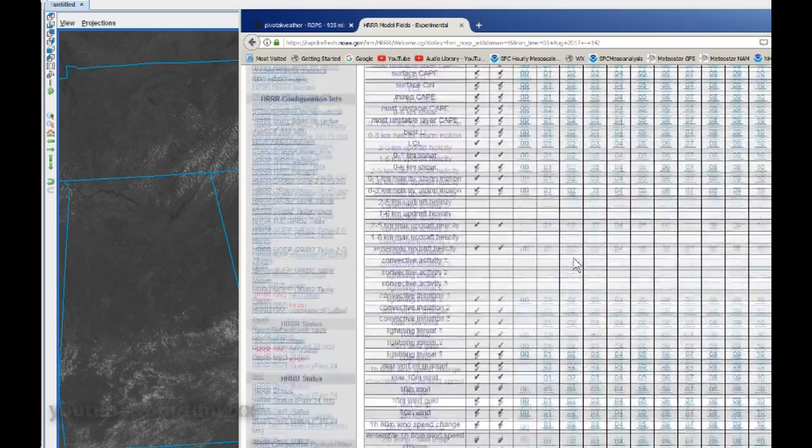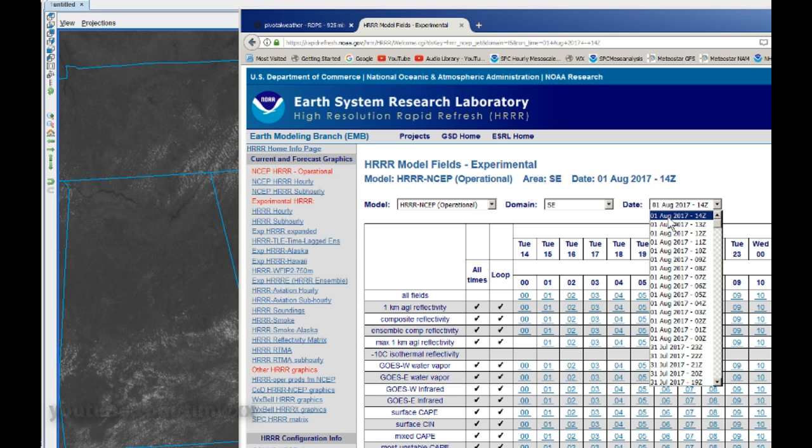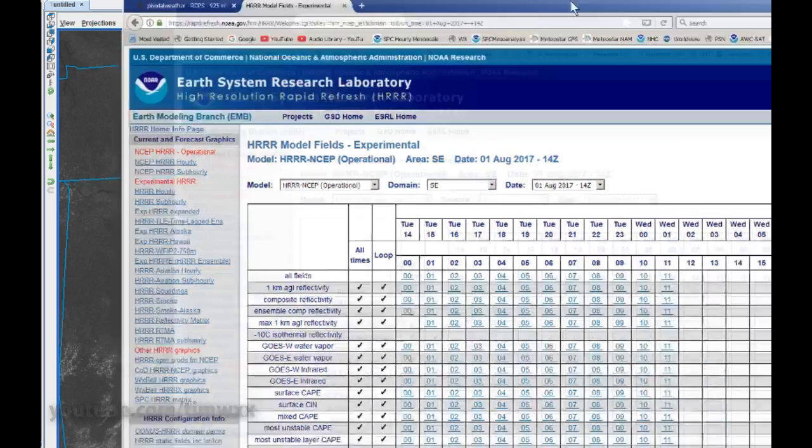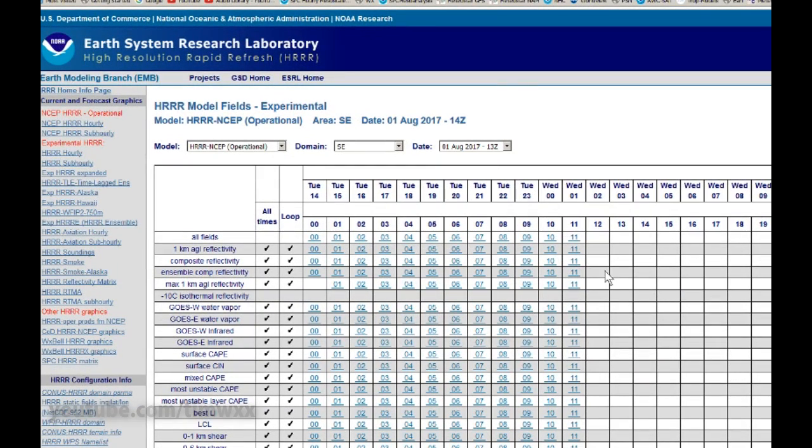Then you're going to scroll down. If these fields are not populated, what you're going to do is bring the date back and pick an earlier run time. And this is what time the data was based on for the model in UTC. And you can see that if you wanted to go out further, you would have to go back like this. And that's only going to take you out maybe 18 to 24 hours at best.